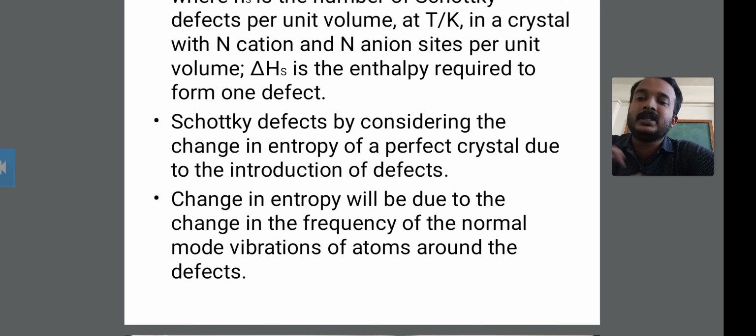Okay, the change in entropy will be due to the change in frequency of the normal modes of vibration of atoms around the defects. Therefore when the entropy changes, the frequency also changes in the normal modes of vibration of atoms around the defect. Okay, this is all about the introduction part of the concentration of defects.